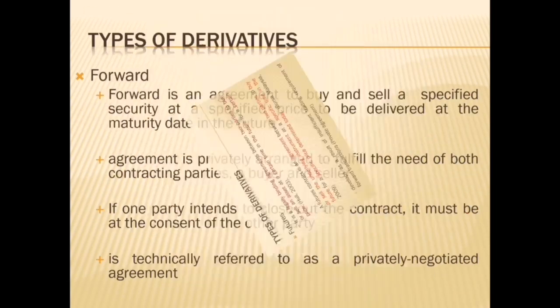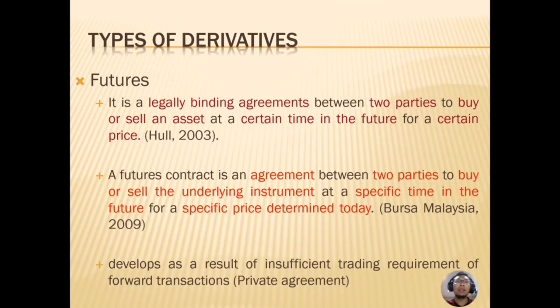The second one is futures. It is a legally binding agreement between two parties to buy or sell an asset at a certain time in the future for a certain price. So futures is more organized. A legally binding agreement must be legally made by the authorized parties. A futures contract is an agreement between two parties to buy or sell the underlying instrument at a specific time in the future for a specific price determined today, as stated by Bursa Malaysia 2009.